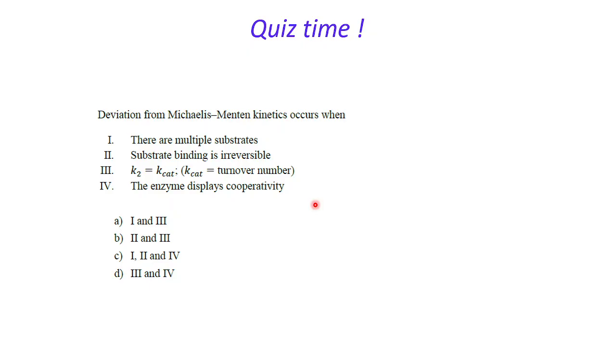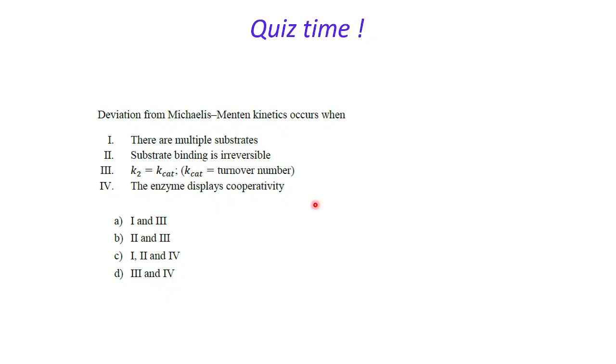So we have got 1, 2. K3, so kcat, does not have anything to do with the deviation. Cooperativity would actually make the curve more sigmoidal, not a hyperbolic one. So that would also lead to the deviation. So 1, 2, and 4. That is option C, which is correct. Yeah, I've got correct answers.